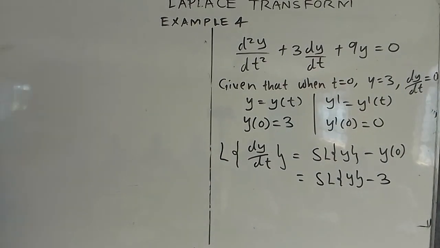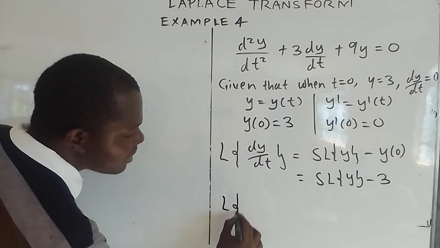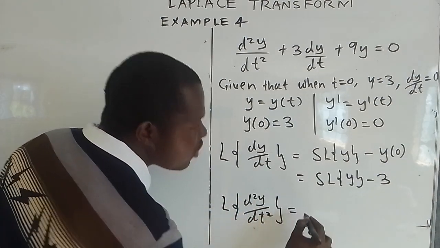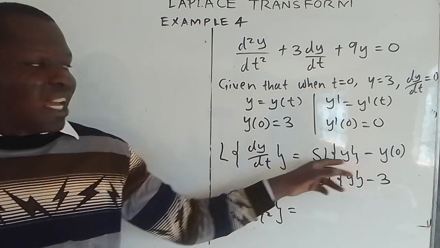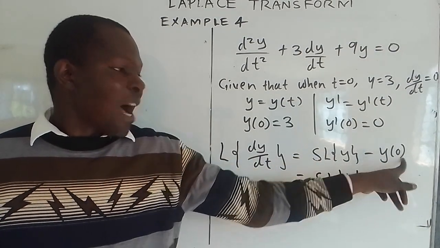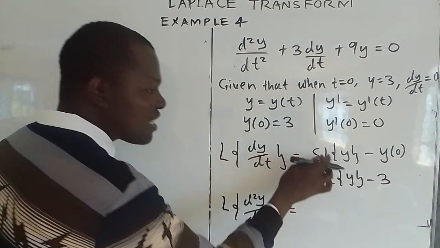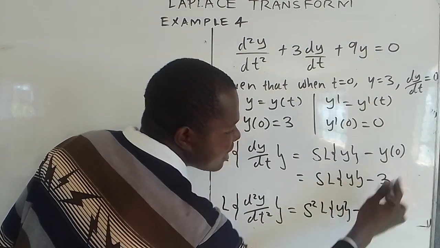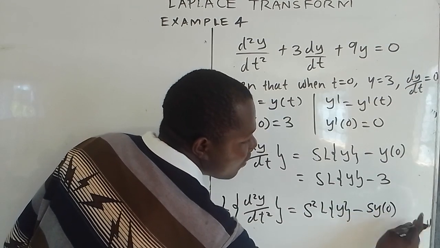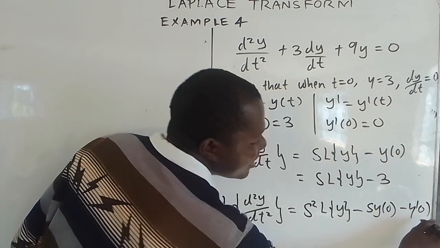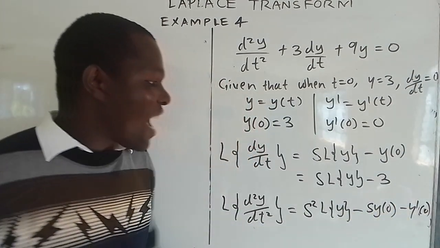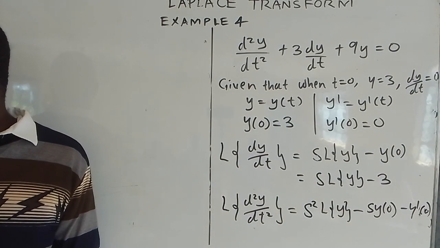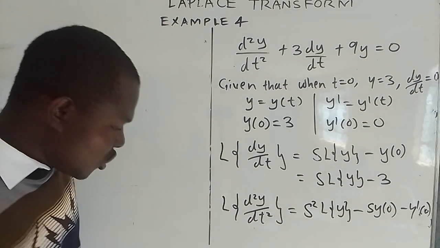Then you go to the next term. What is the Laplace transform of d squared y over dt squared? You pick it from here, meaning you multiply this by s. So s times s Laplace transform of y, that is s squared Laplace transform of y, minus s times y of 0, then minus y prime of 0. You add that final term, isn't it? We saw how it was coming about. Yes. Are we together? Then now start substituting.